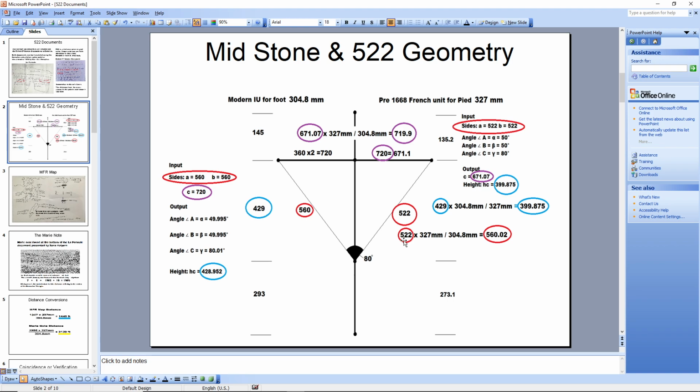Okay. And when you convert 522, it is off 2/100ths of an inch. So what's that telling us? It's telling us 522 is the same number as 560. It's also telling us that it is a conversion from French units pre-1668 to modern units. I don't know what else to tell you.